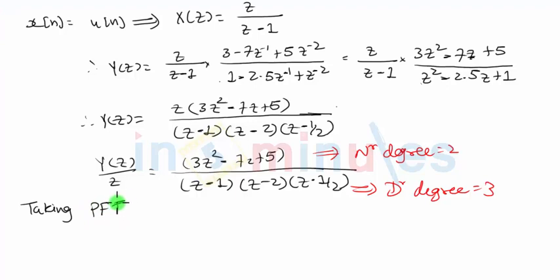If that is not the case, you'll have to first divide numerator by denominator using long division procedure and write everything in Q plus R by D form, and that R by D can be taken for partial fraction expansion.